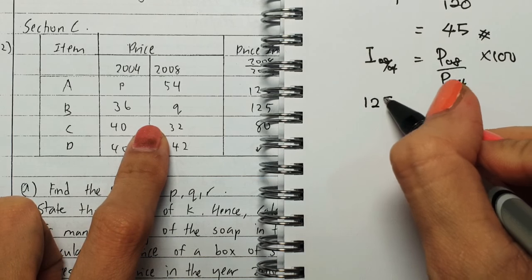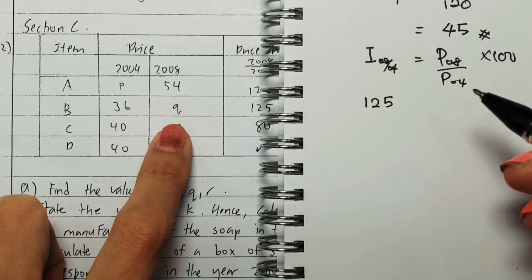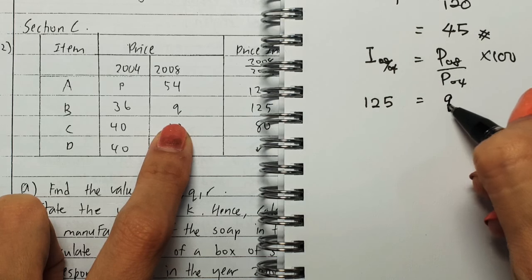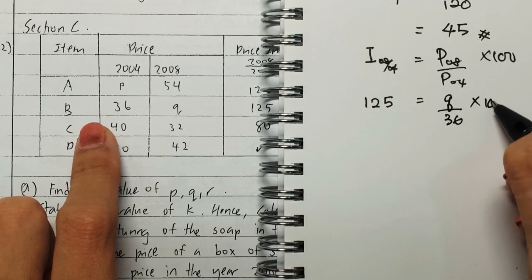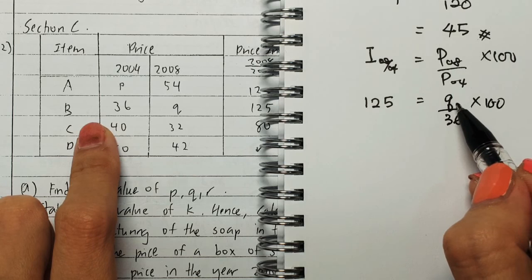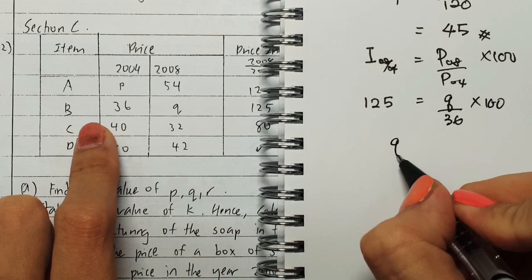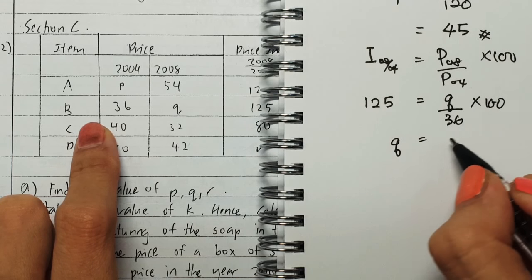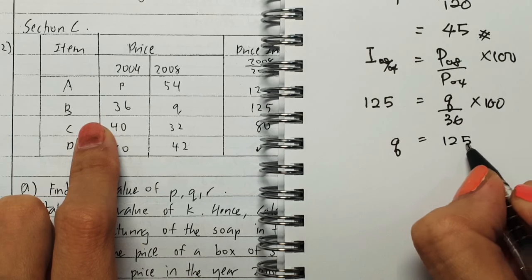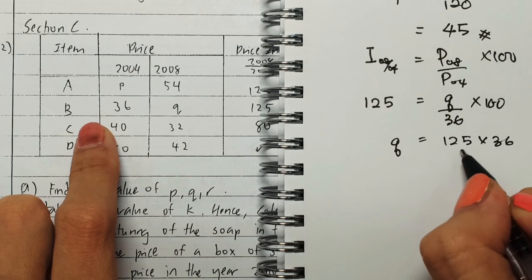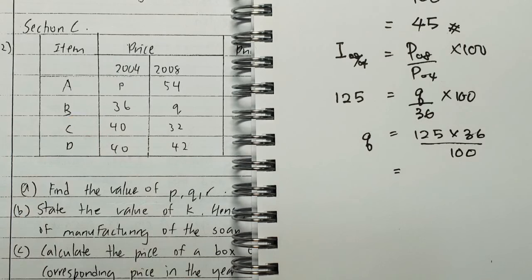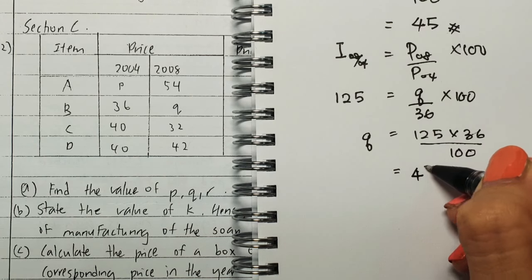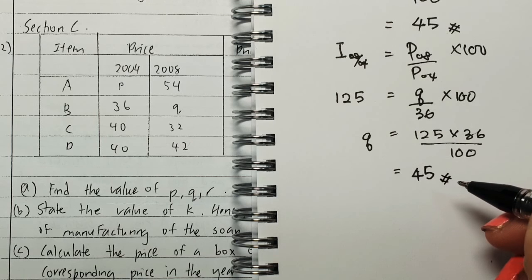125. And then the price in 2008, we don't know, so replace with Q. But the price in 2004 is 36, so times 100. So in order for us to find Q, Q will be 125 times 36, and then divide by 100. Okay, so by using calculator, we get 45. It's 45 too.